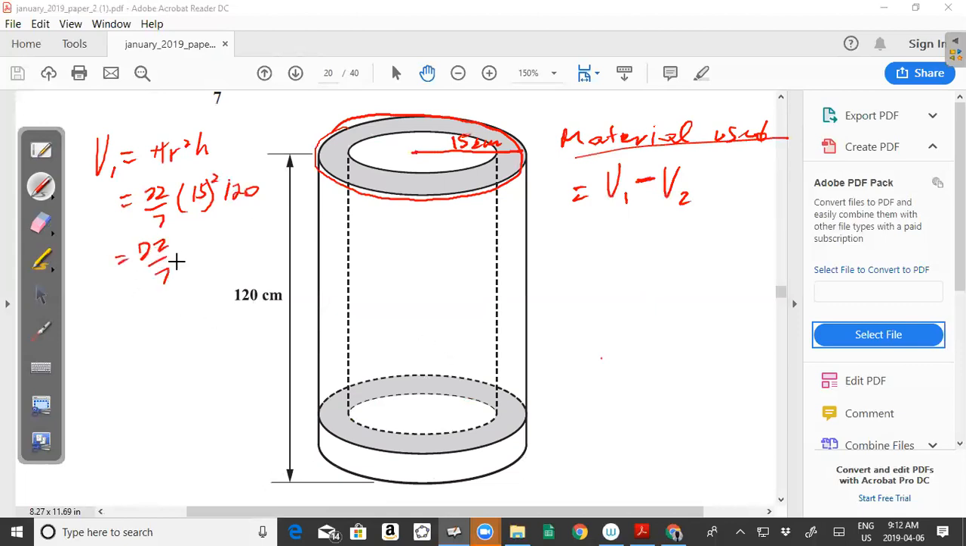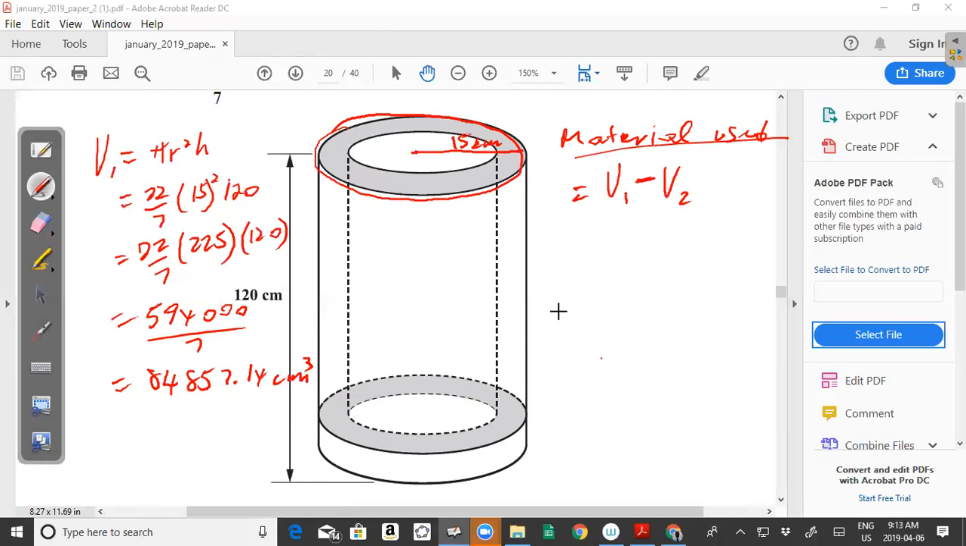So it'll be 22 over 7 multiplied by 15 squared. 15 times 15, 225. Multiply by 120. So let's put this in my calculator. 22 times 225 times 120. All right, it's going to give me 594,000 divided by 7, which is going to give me 84,857.14. All right. Of course, it's going to be centimeter cube. So that's the external volume there.